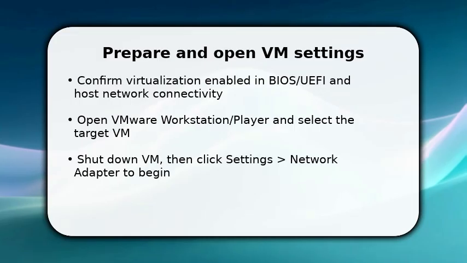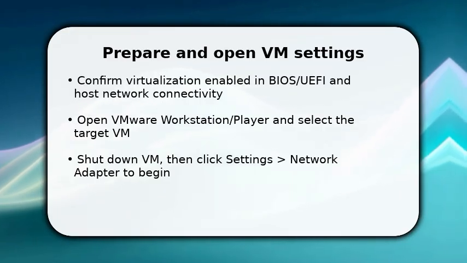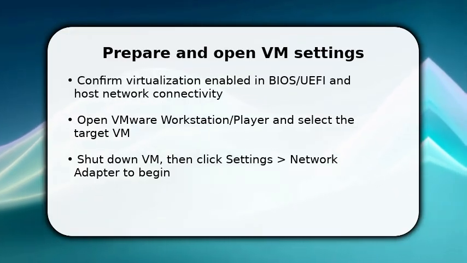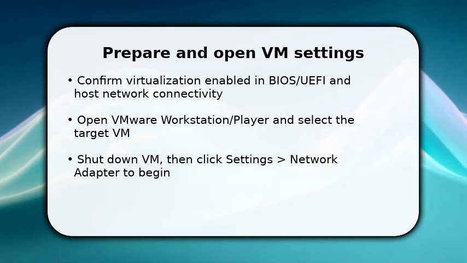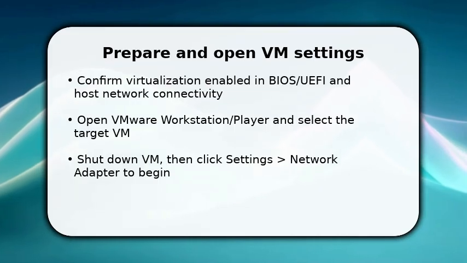You start by ensuring virtualization is enabled and the host has network access. Once done, open VMware and select the VM you will configure. Shut down the guest. You cannot change adapter type while running. Then click Settings, choose Network Adapter, and observe current mode.